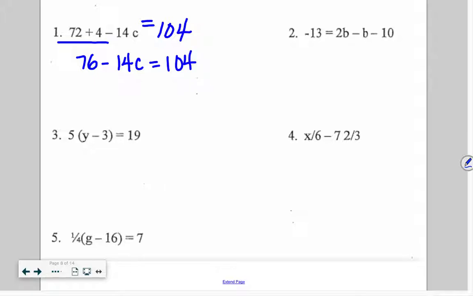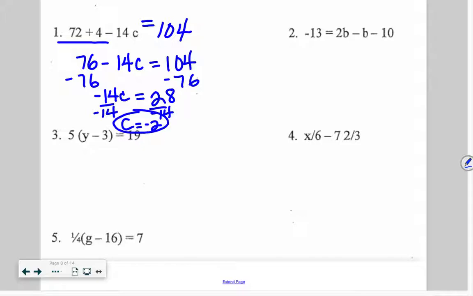You should be back to a two-step equation. Now what? Okay. What are we bringing down? Negative 14c. Don't forget to bring the subtraction sign down as a negative sign. 104 minus 76 is? I'm sorry? 28. And the last step? C is going to equal negative 2.